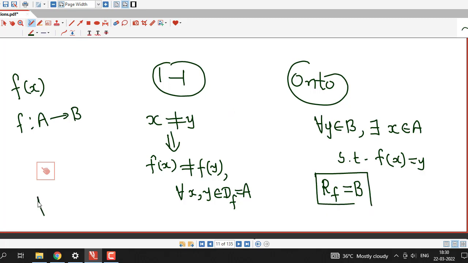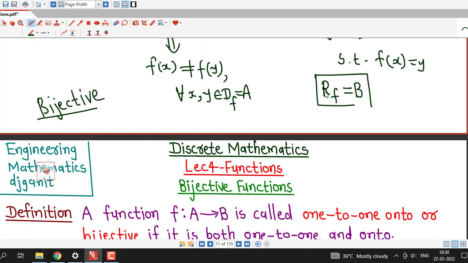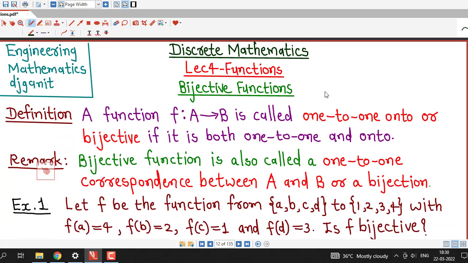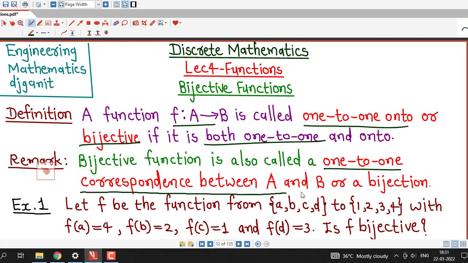Now, in this lecture, we are going to discuss bijective functions. A function is said to be bijective if it is one-to-one as well as onto. Bijective functions are those functions which are one-one and onto. So if you have understood one-one and onto functions, you can easily check whether a given function is bijective or not. A function f from A to B is called one-to-one onto, in other words bijective, if it is both one-to-one and onto. A bijective function is also known as a one-to-one correspondence between the given sets A and B, or a bijection.